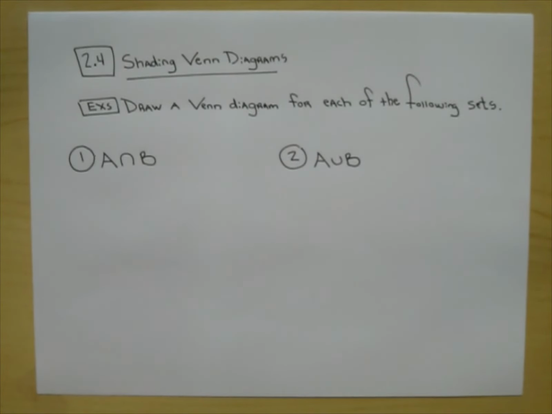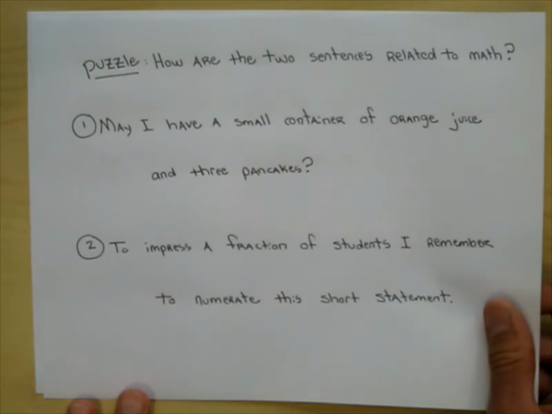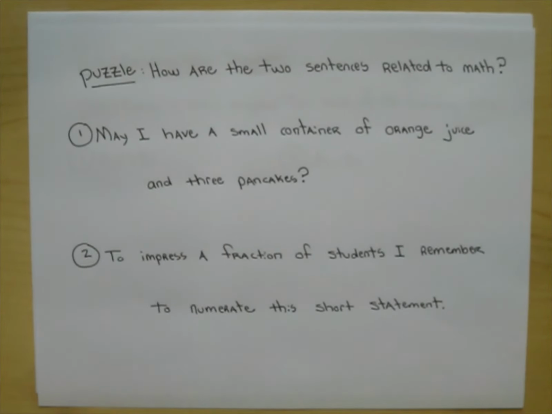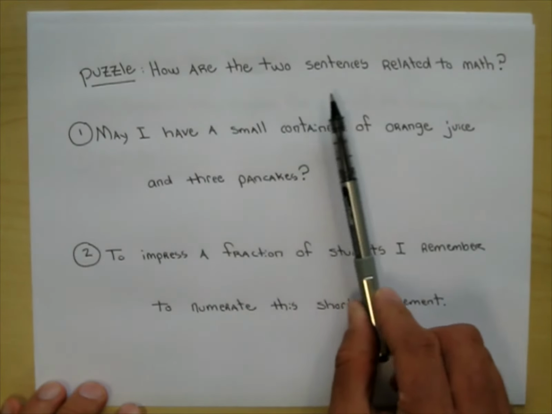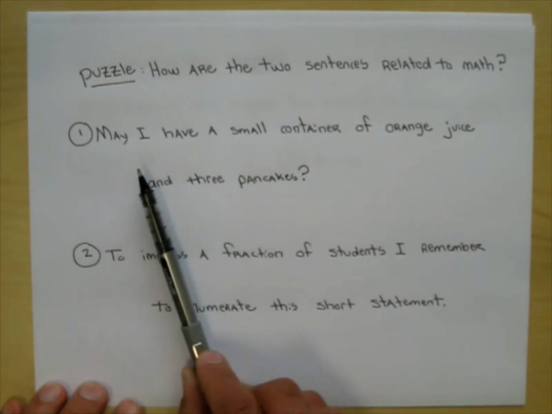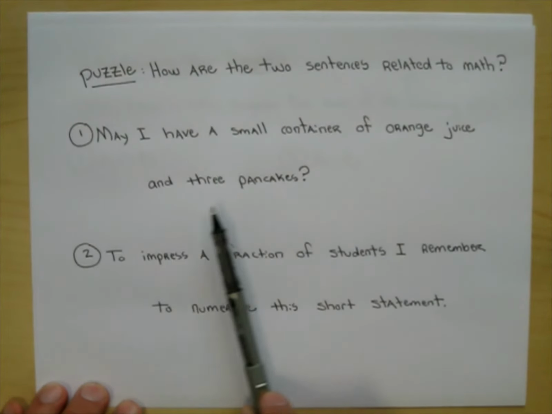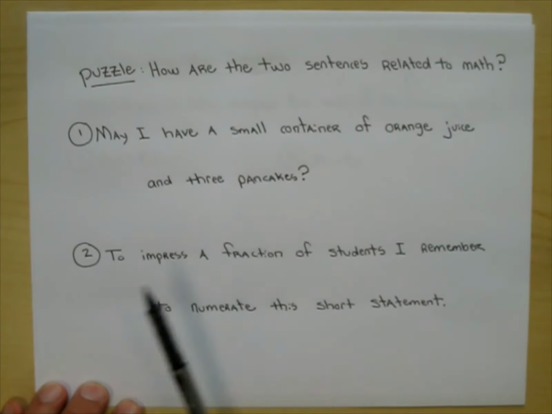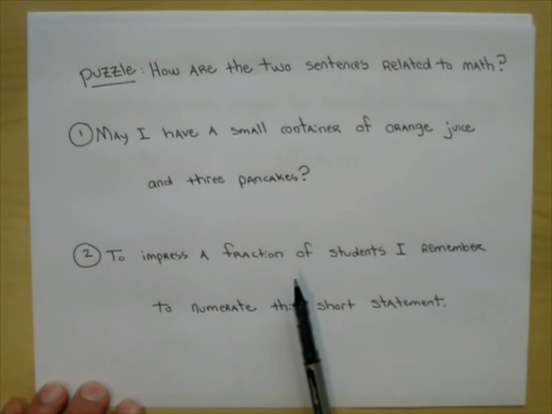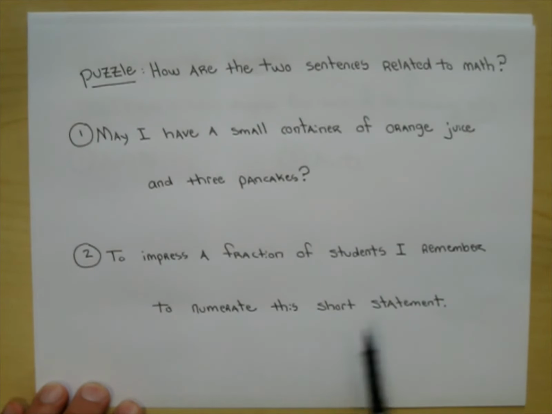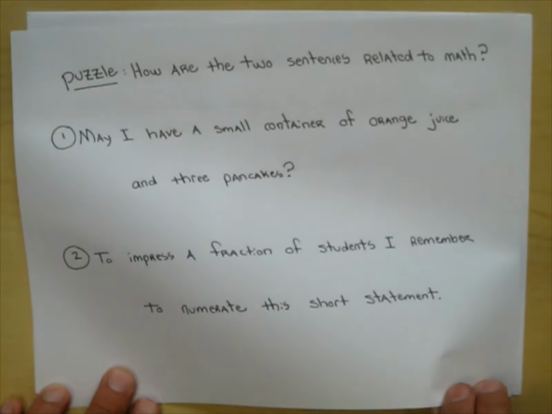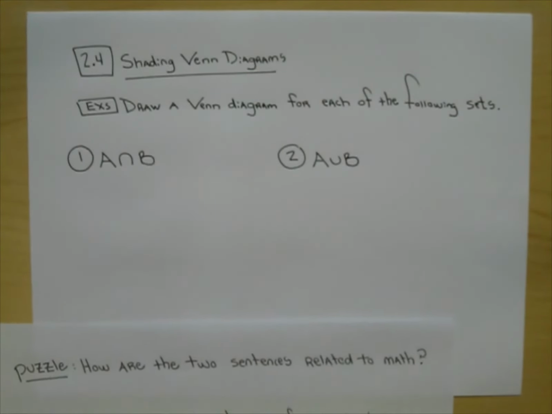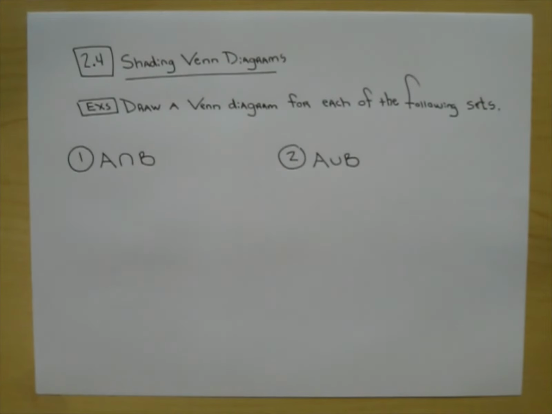Before we get to that, the puzzle. How are the two sentences related to math? May I have a small container of orange juice and 3 pancakes? And the second one is, to impress a fraction of students, I remember to enumerate this short statement. What's up with those sentences? We'll get to that at the very end of this video.